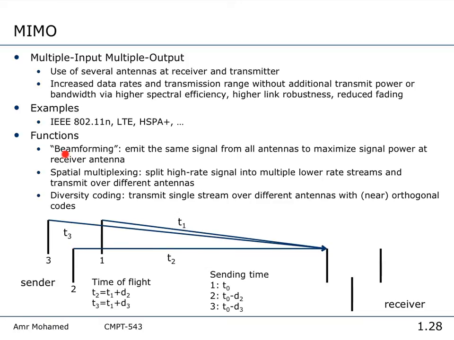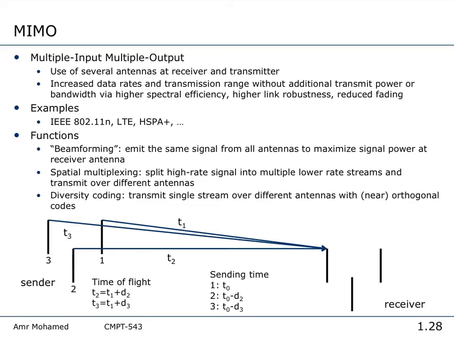They call this beamforming. Beamforming is when you have multiple antennas at the transmitter, and you want to maximize the performance of signal reception at a certain point. This is cool. It's as if you want to beamform, it's like you want to focus the beam on this particular location.